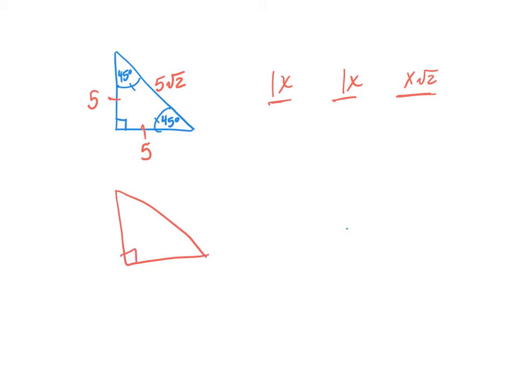Same thing, 45, 45, 90. And now this is 5 root 3. Do know this for sure. This side here is 5 root 3. You hear what I'm saying? 5 root 3. That's how you say that.